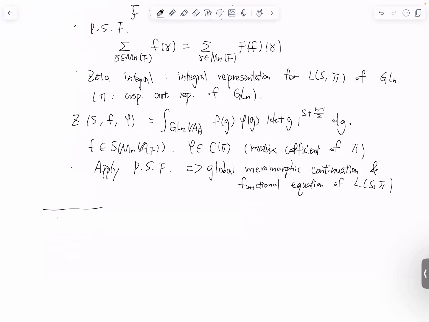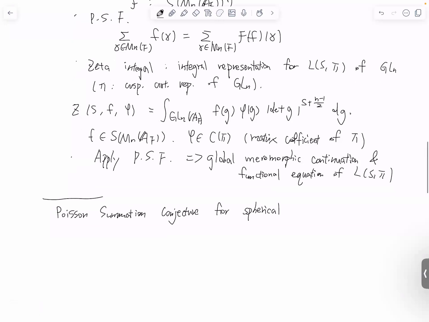And then, generalizing this case, we have the Poisson summation conjecture for Schwartz varieties, where this GL_N acting on n by n matrices is replaced by a general reductive group G acting on those Schwartz varieties. So I will go into some details.